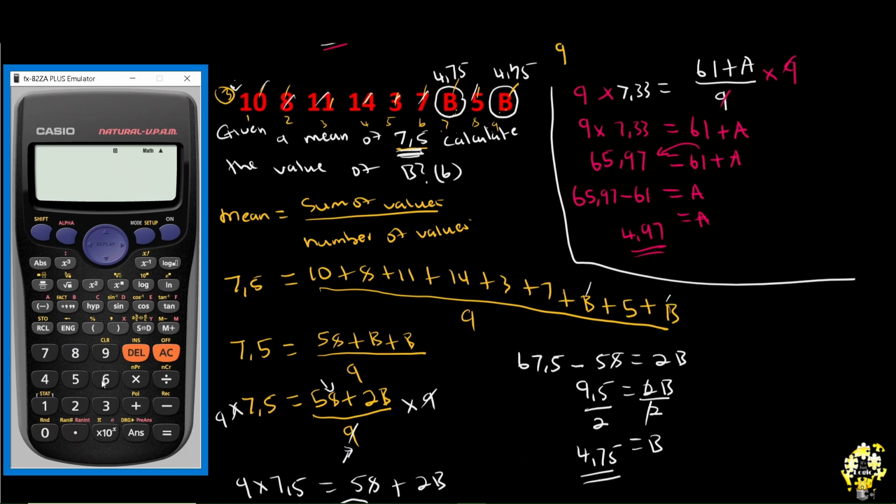Like I told you, now I'm no longer going to cancel, because now we are proving. So we have 10 plus 8 plus 11 plus 14 plus 3 plus 7 plus first 4.75 plus 5 plus another 4.75. Now what do we get? We get 67.5. We take that 67.5 and divide it by the number of values. What do we get? Look at that. Exactly as it is, 7.5.